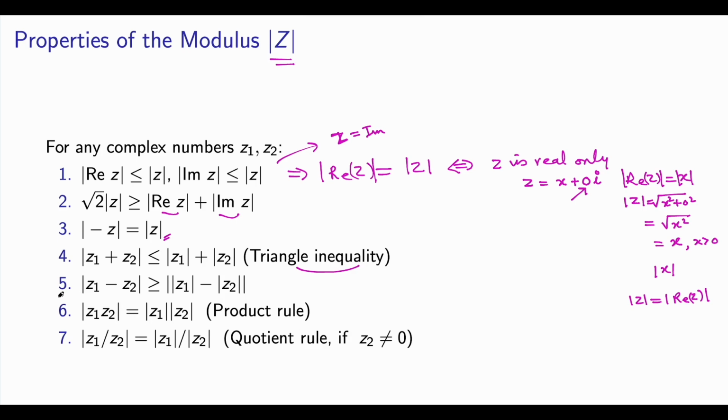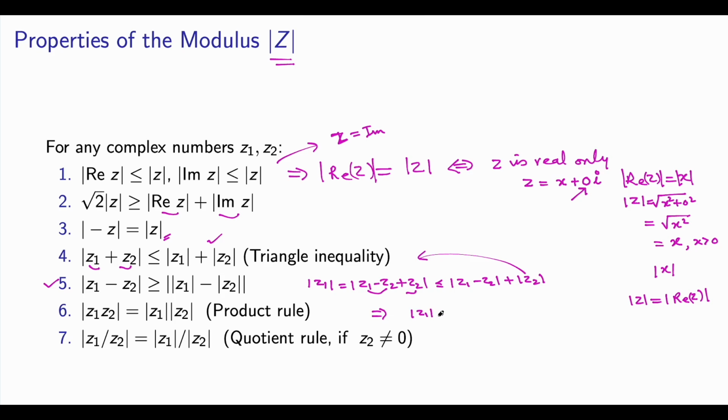And the fifth property is very, very important. Mod of z1 minus z2 is greater than or equal to the modulus of mod z1 minus mod z2. Proving the fifth inequality is easier because you can say that mod z1 can be written as mod of z1 minus z2 plus z2. I'm going to add something and subtract something, and using the triangular inequality, it will be mod z1 minus z2 plus mod z2. So I'm sending this factor to the other side. So what can I write?